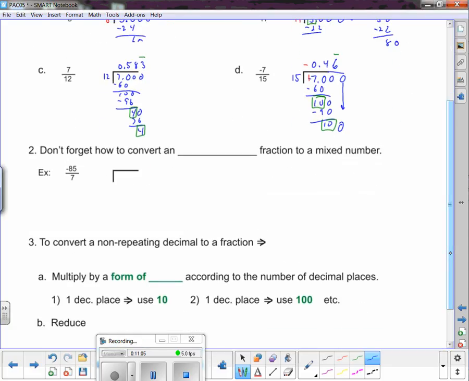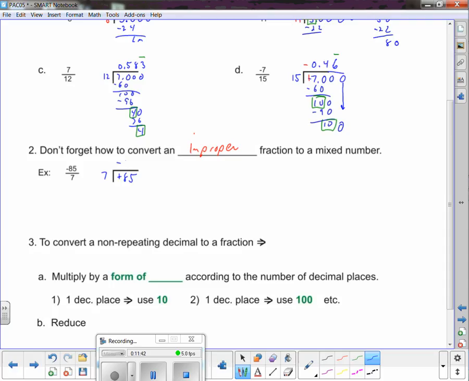All right, number 2. Number 2, don't forget how to convert an improper fraction to a mixed number. We've actually done some of this already, so this is a quick refresher. Well, this is the same procedure. You're going to take the bottom and you're going to divide it into the top, right? The only difference here is we're going to do a fraction instead of a decimal, right? So this is going to be a negative, right?